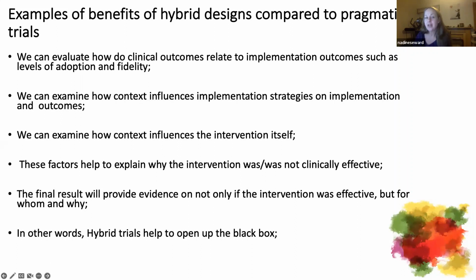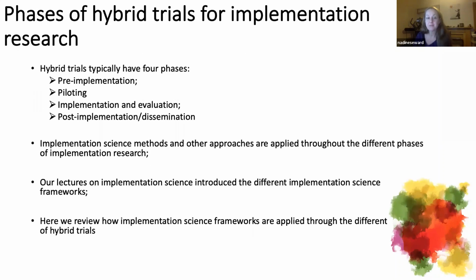Importantly, we look at how context influences not only the effect of implementation strategies on implementation outcomes, but also influences the intervention itself. And this can help us explain why the intervention was effective or not. And this is really important. So we can look at implementation outcomes on their own, but if we don't bring context into this, it's pretty useless, other than to know it was acceptable or not. So the hybrid trials help us to open the black box.